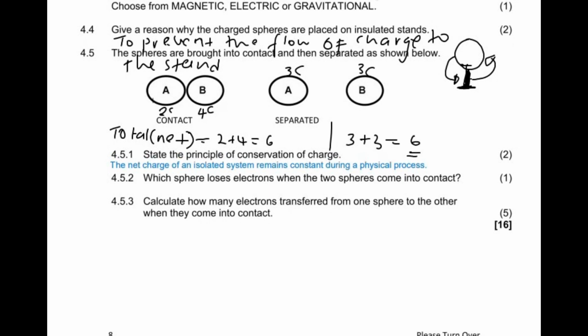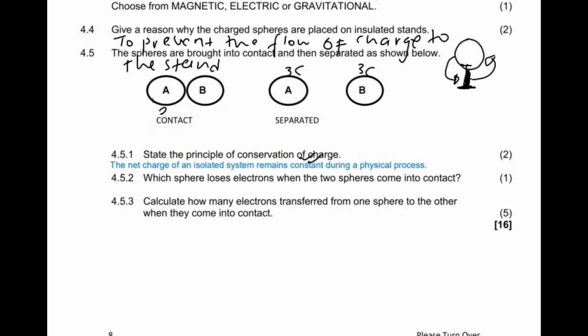So the net, the total charge of an isolated system does not change during any physical process. Yes, the charges on the spheres might change. However, the total will remain the same before and after that physical process, before and after touching. So that is in a nutshell what the principle of conservation of charge implies. And then you will get your 2 marks there for stating that principle.